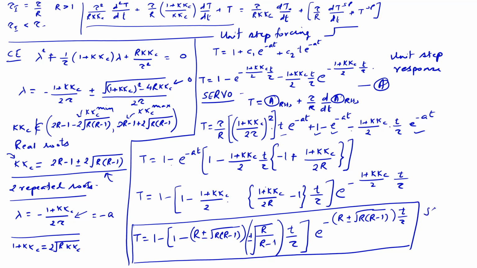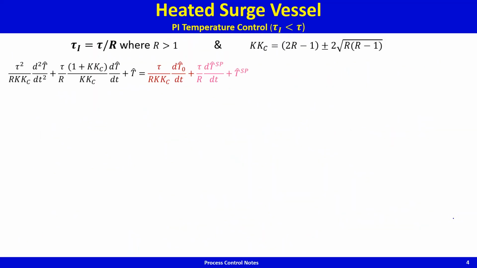Servo response. Just to summarize what we have done, as I told, for K Kc equal to these specific values, you get two repeated roots. The governing differential equation is this.